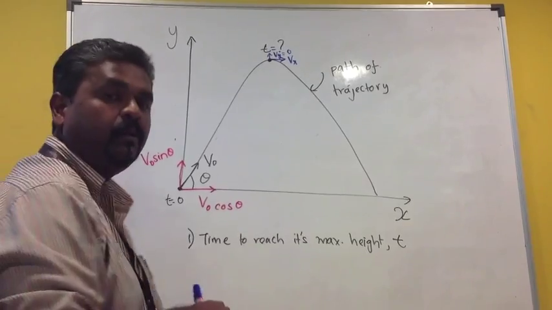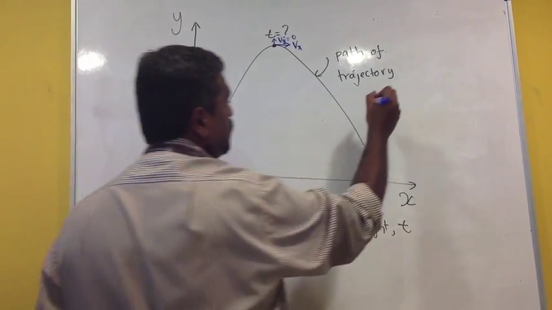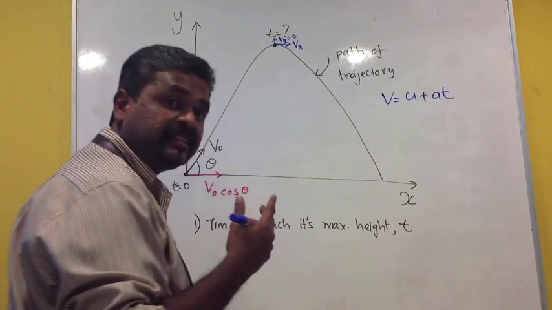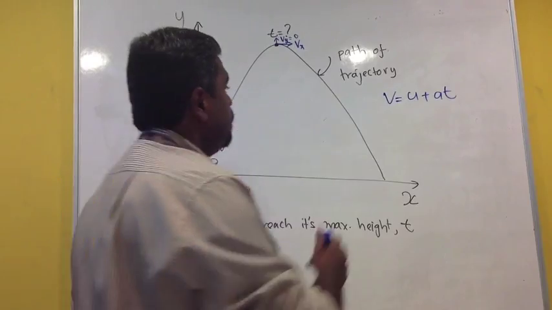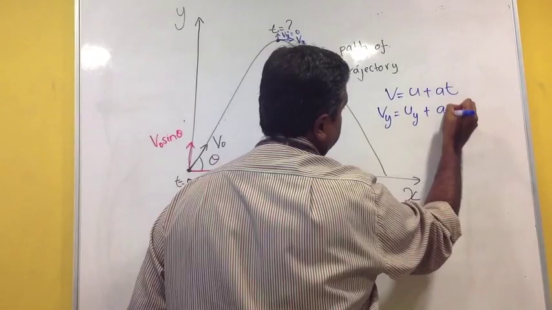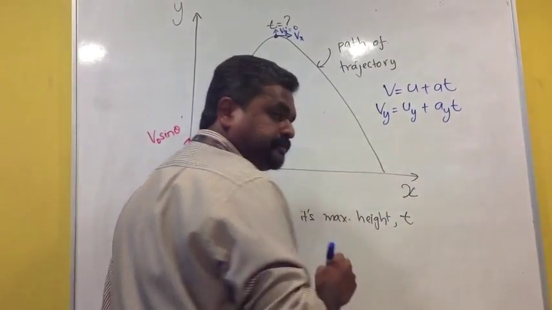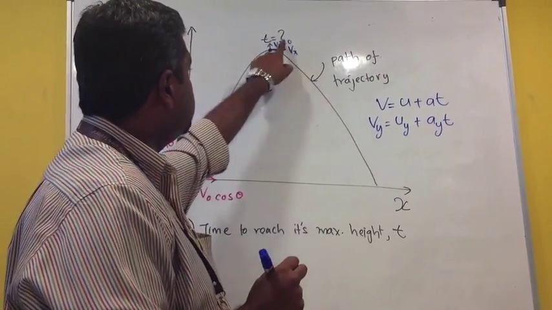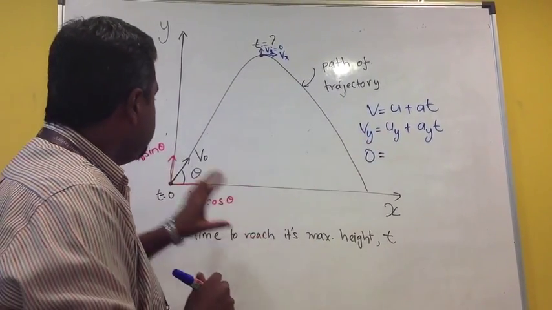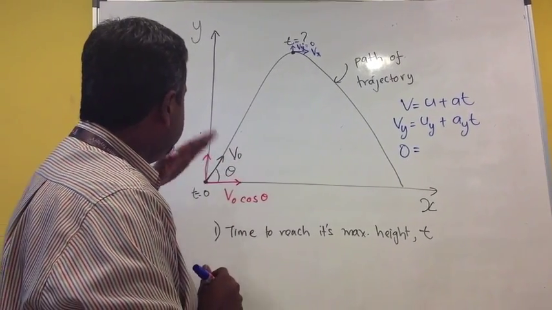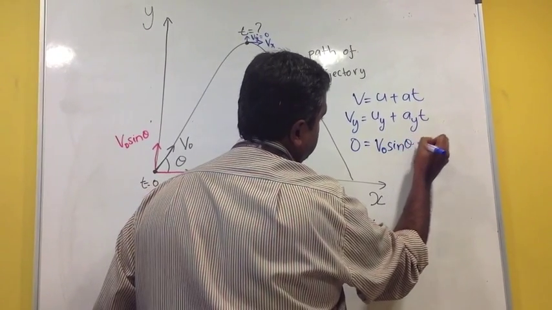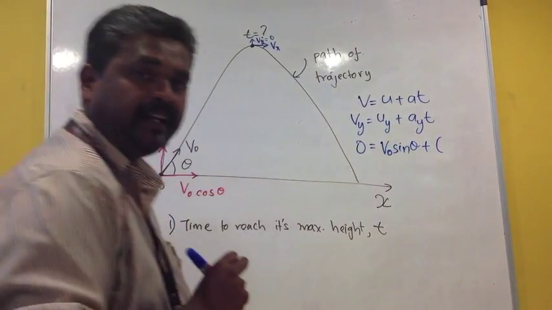So by using one of the formulas of the rectilinear kinematic motion, v equals u plus at, since I am interested in the y component, we shall say Vy equals Uy plus Ay times time. Vy is 0. So 0 equals Uy, the initial component of the object in the y direction, so it's v0 sin theta, plus Ay is negative g.